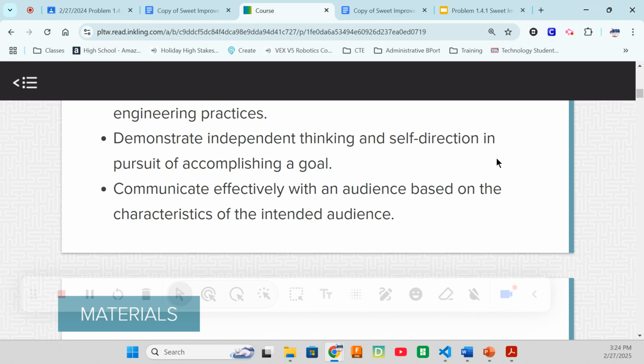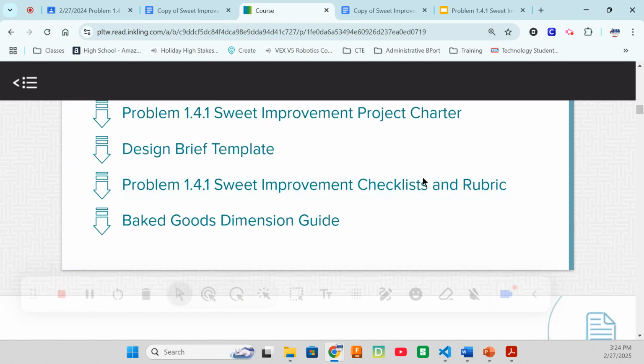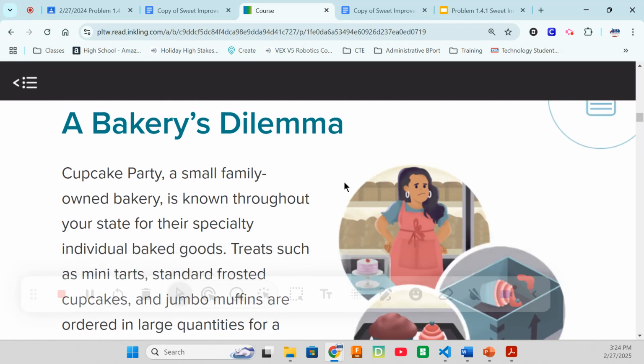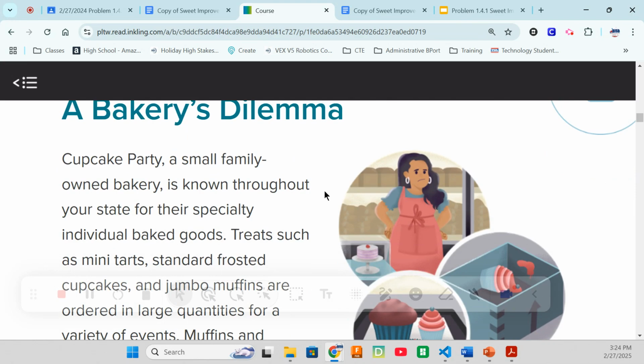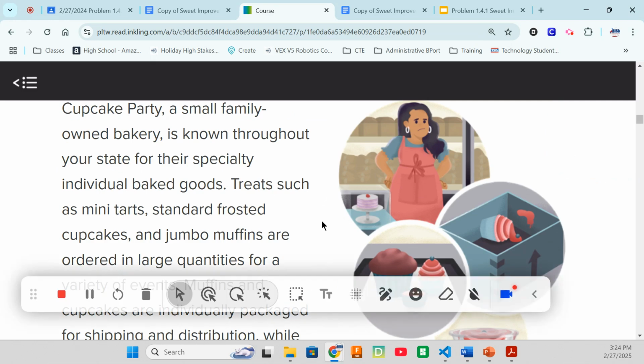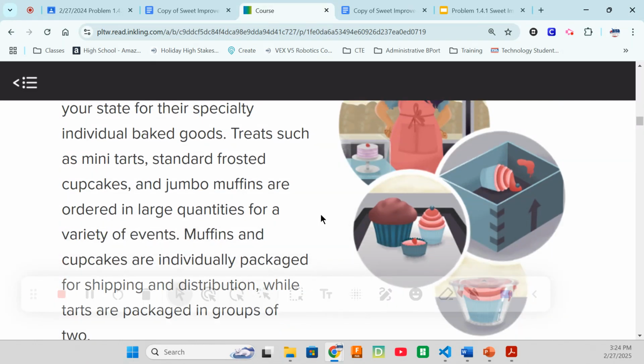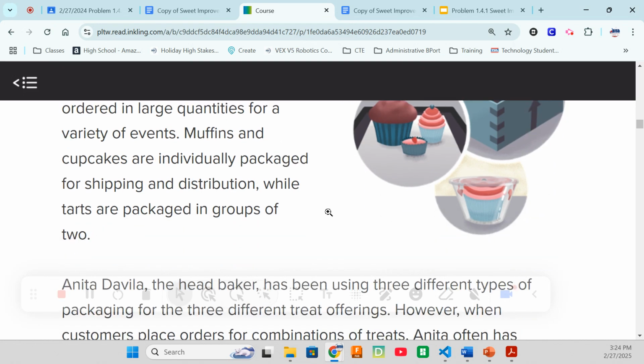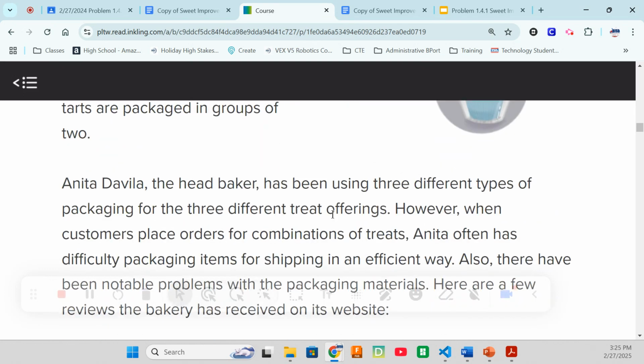Now, the workflow is going to go similar to what we did in 1.3.7. Now, you can scroll down. Let's go through this dilemma here, the bakery's dilemma. A Cupcake Party, a small family-owned bakery, is known throughout your state for their specialty individual baked goods. Treats such as mini tarts, standard frosted cupcakes, and jumbo muffins are ordered in large quantities for a variety of events. Muffins and cupcakes are individually packaged for shipping and distribution, while tarts are packaged in groups of 2.